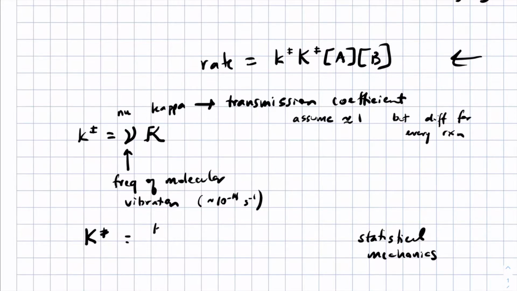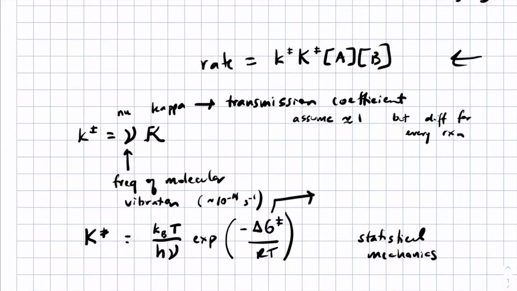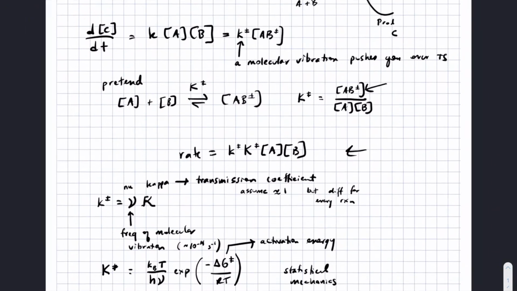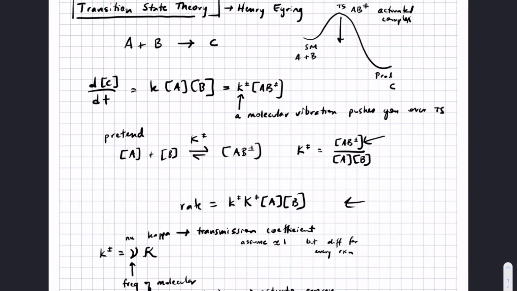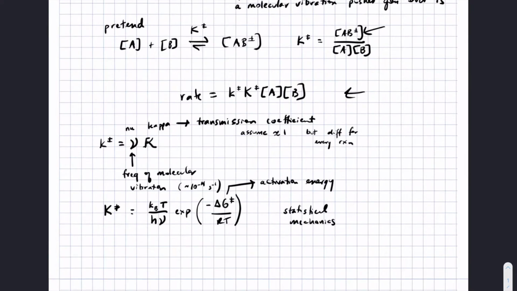And what he derived is another little k, Boltzmann's constant, times temperature, divided by Planck's constant, times nu, again, that molecular vibration, that's a prefactor, times the number e raised to the minus G double dagger over RT, where this is the activation energy. That's the difference in free energy between starting materials and transition state. So that would be this energy.